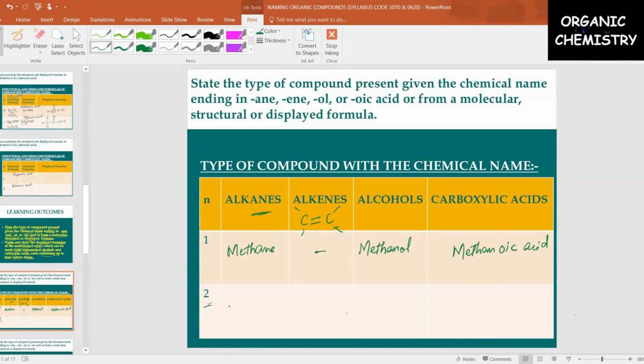What about the alkanes with the value of N equals 2? The name will be ethane. For alkenes, you will simply make it ethene. Alcohol, ethanol, carboxylic acid, ethanoic acid.